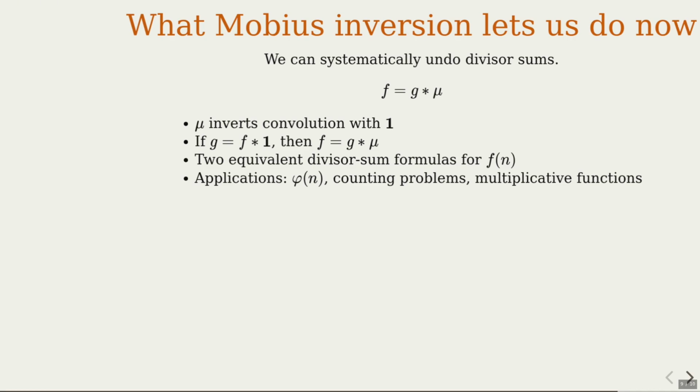Exactly. That principle leads to the 2 equivalent divisor sum formulas for f of n that we have used today. They are powerful tools for turning global information about a function, expressed as sums over divisors, into local information at each n, and they show up throughout number theory and multiplicative functions.